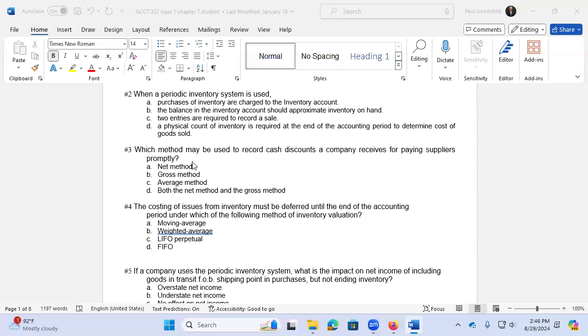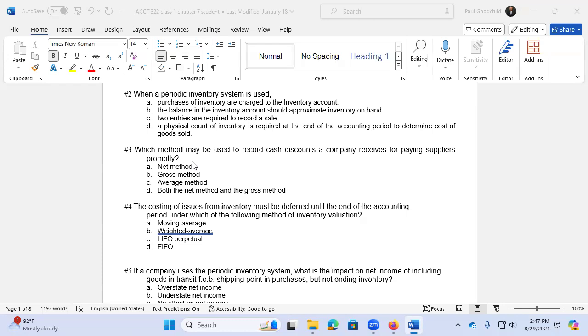Or you can do it in a net approach and just say, okay, here's my debit for purchases, and this is at the expected discount rate. So if we're up here and we were getting a 2% discount, we would put this in at $98. And then our credit would be to accounts payable, and that will also be $98.